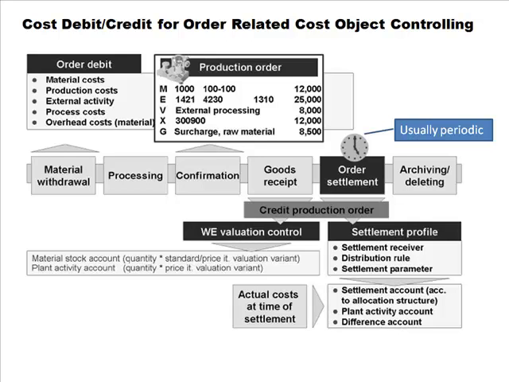And all the settlement will be based on the settlement profile that has been set up. In other words, you would say this is how the costs of this order are going to be settled. Based on the settlement profile, you do the actual settlement. So that's really what's going on in order-related cost object controlling. In other words, we are accumulating the costs of the order and then settling the order. The other option is product-related cost object controlling, in which case these processes won't be there.